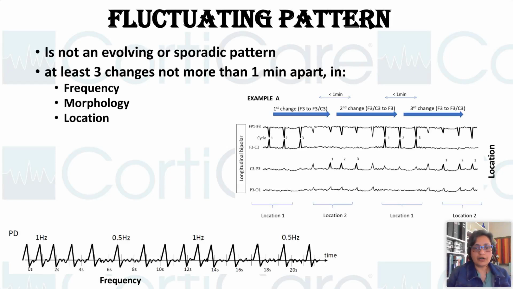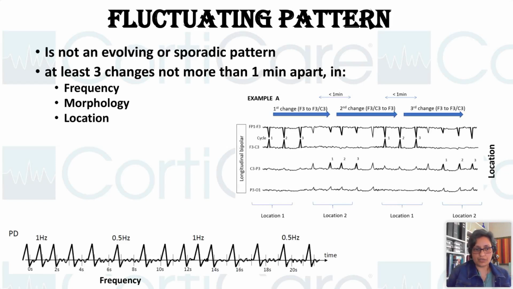The first cartoon here is about fluctuation in location of these periodic discharges. If you see, they are fluctuating from F3 to F3C3, and then going back. So they are going back and forth from the frontal to frontocentral. And of course, the central location also is or is not involved during this less than 1 minute.